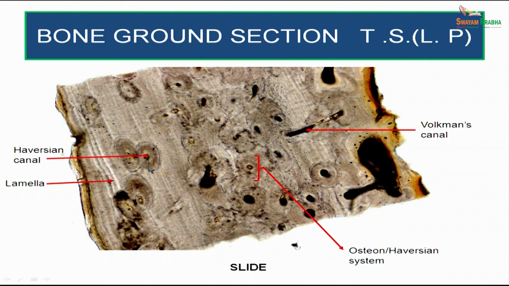Surrounding the Haversian canal, you can see these concentric layers. They are the concentric lamellae. Then between them, we can appreciate vertical lines. These are also the vertical lamellae, or these are the lamellae of the osteons. So, this is one osteon. Now, you can see a horizontal space passing through from one osteon to another osteon, that is the Volkmann's canal.